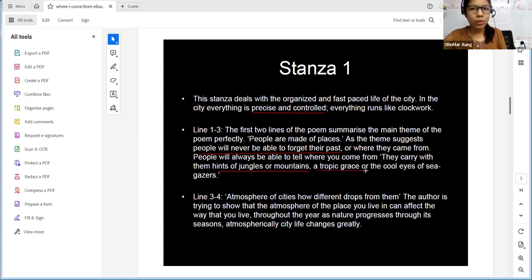A tropic breeze or the cool eyes of sea gazers. Tropic, you learned it already: the areas near the equator. So if you are from a hot place, you might talk about that place, a tropic breeze. The cool eyes of sea gazers. For example, you live near the sea, near the beach. So you might talk about that place. You might describe the experience of seeing the beach, which is really cool. So the cool eyes of sea gazers. Gazers means you look at things for a long time, right? Got it?